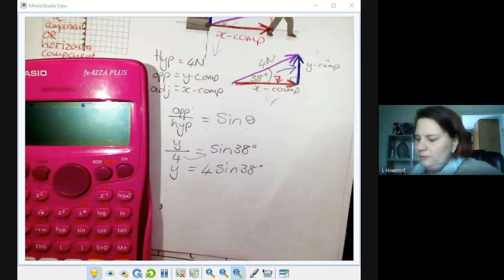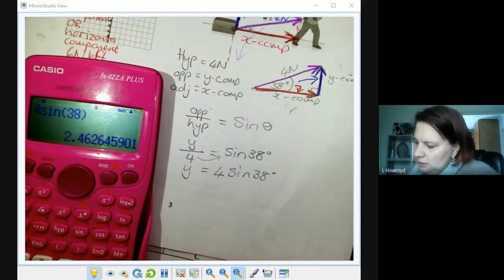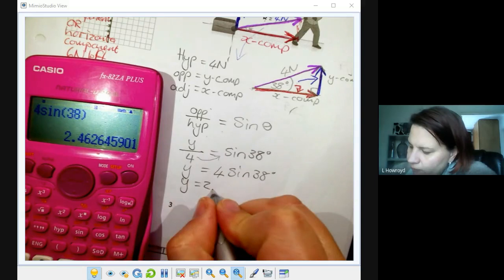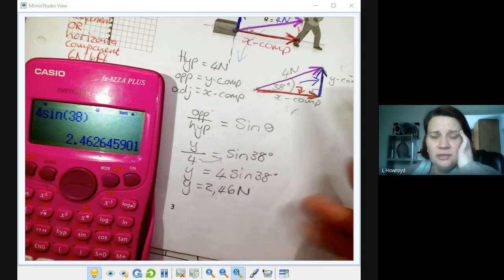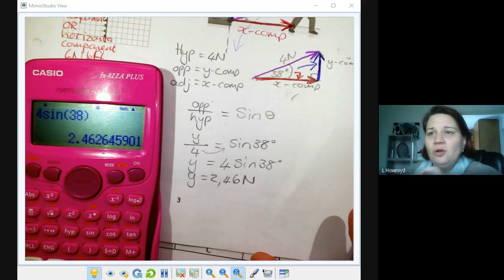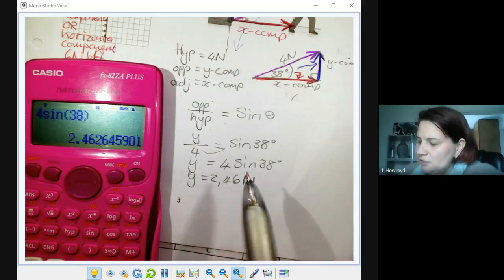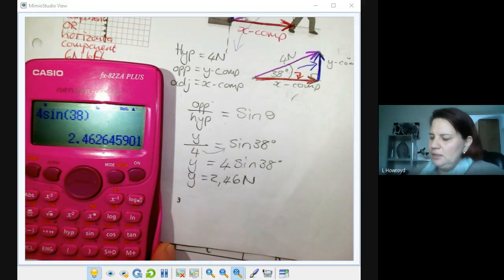Okay, so if you can see here, I can then go 4 sine 38. Okay, and my y is equal to 2,46. And it's newtons, so you check your units. That's actually what a lot of you did in your previous question, the task. A lot of you lost a mark in your last answer because you gave it to me in newtons, but it was actually velocity that you had to work out. So just check that. Okay, so let's just double check. Does it make sense? Is it smaller than the hypotenuse? Yes. Okay, so I'm happy. It makes sense. All right.